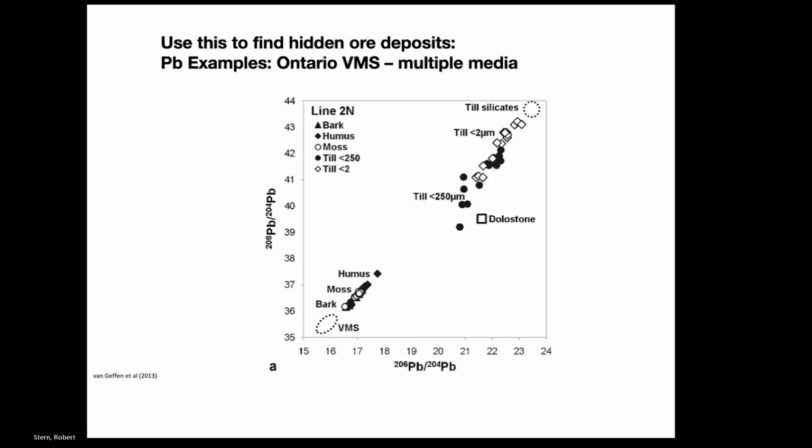Yeah, it's basically a vector from background. So the till represents the glacial sediments that have collected material from a wide area. And then as you get closer and closer to the deposit, the lead isotopes become more deposit-like in the till. And then the plant samples are collected more locally. And so the humus that's further away has more radiogenic, or higher, values, and the bark close to the deposit has the least radiogenic, or the lightest, values, the most close to the VMS. Mm-hmm. So that's kind of cool.